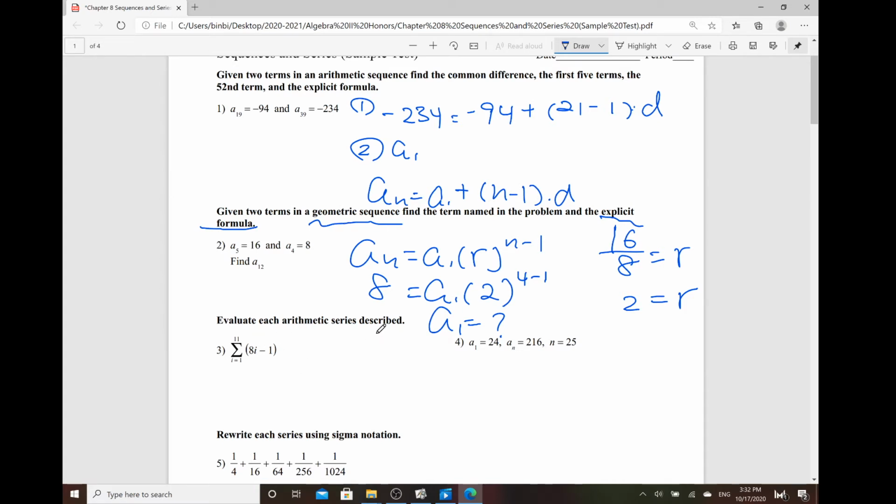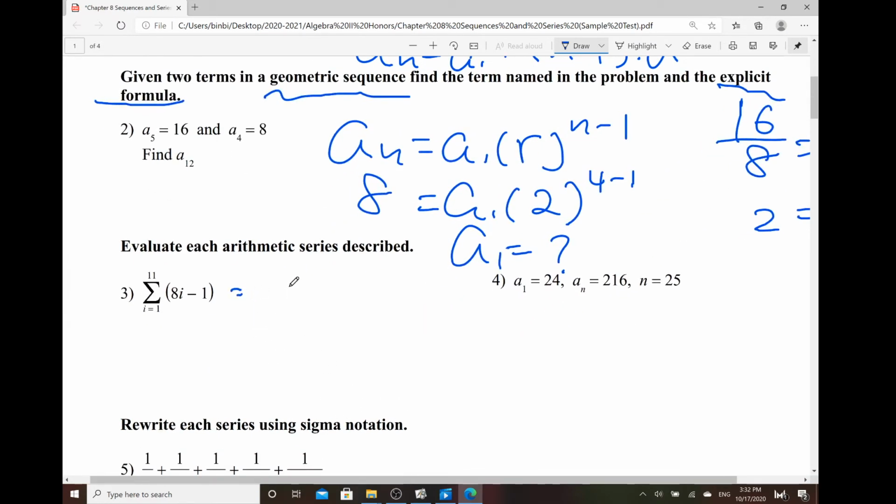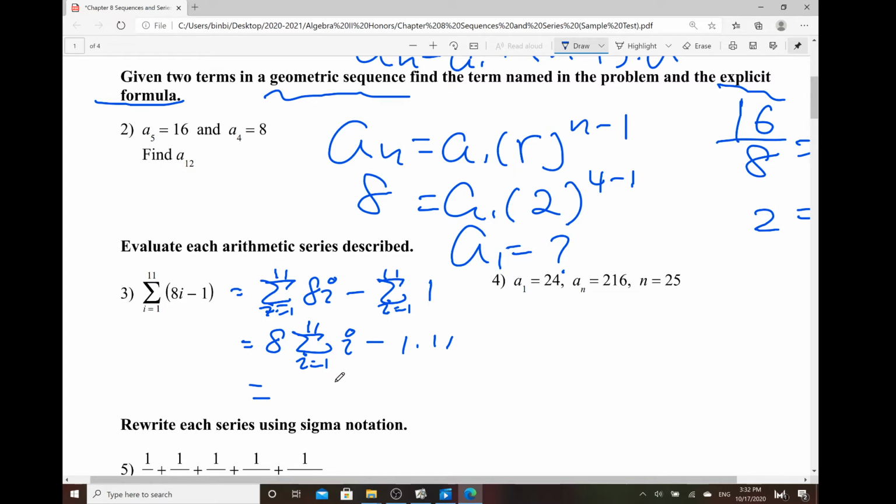So, evaluate the arithmetic series. For number 3, would you know that's a sigma? This one can be written as sigma i equals 1, and then minus sigma i equals 1 of 1. And then the coefficient a can be brought to the front, and then the rest of this. You just want to use the formula for this part. This one right here is just like 1 times 11. For the i, keep in mind, it's not the imaginary number. So that one is 11 times 11 plus 1 over 2, using the formula, minus 11.